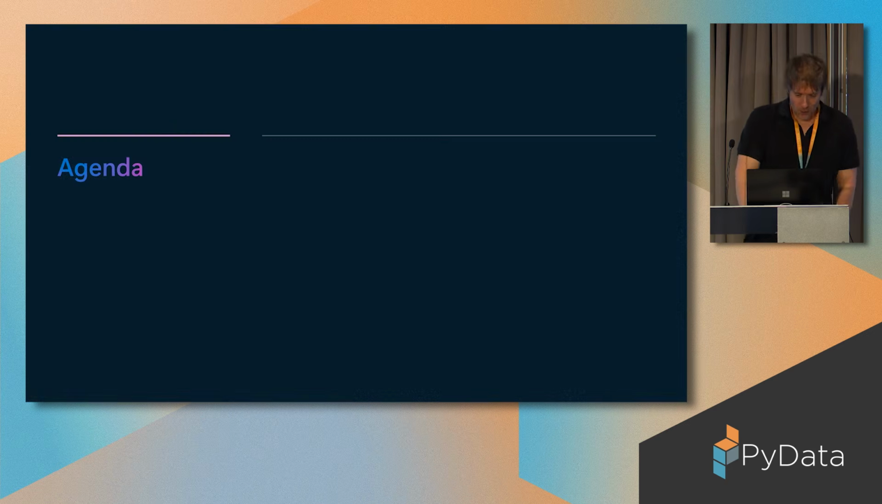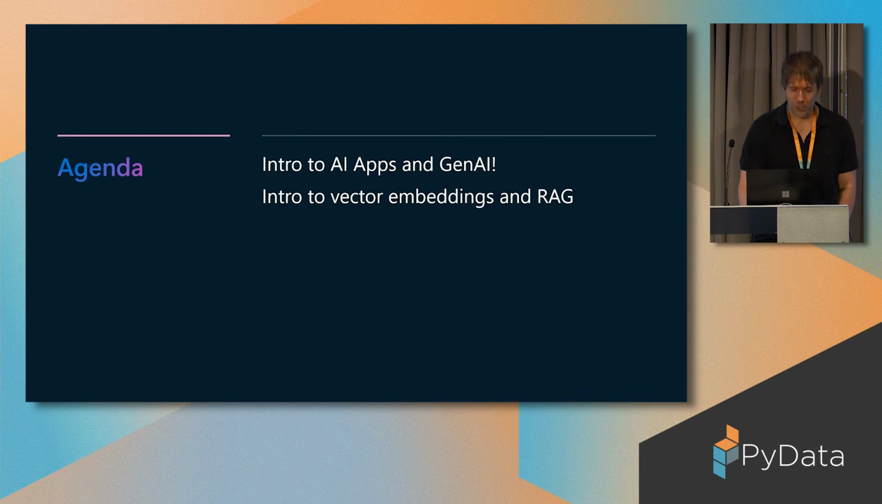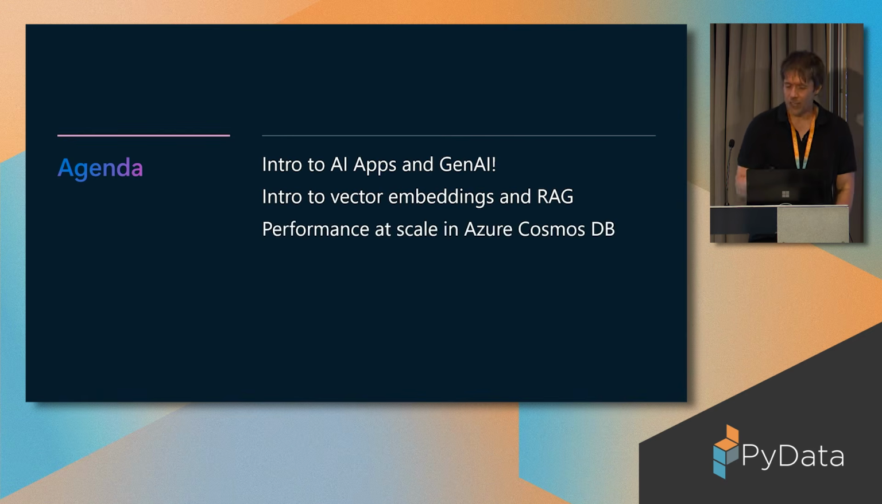Okay, all right, so a little agenda. I'm going to give an intro to AI apps and GenAI in a kind of fun and unusual way. I'm going to give an intro to vector embeddings and RAG. Might skip over that if enough of you already know about that. I'm going to talk a fair bit about performance at scale in Azure Cosmos DB.